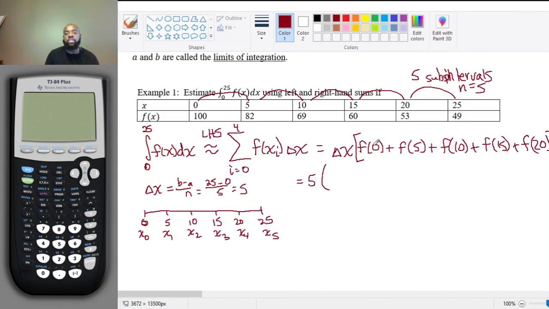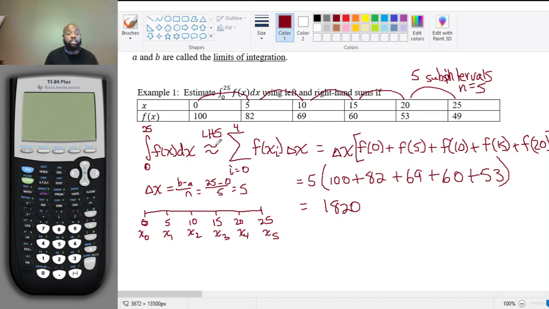Now I'm going to put in the values of f. f of 0 is the output value at 0, which is 100. Output value at 5, 82. At 10, 69. At 15, 60. At 20, 53. When you multiply all of that together, we're going to get 1,820. So that's my estimate of my integral.